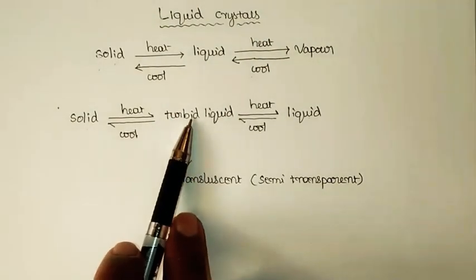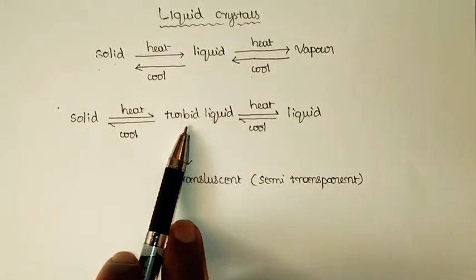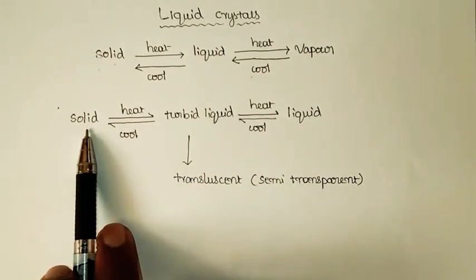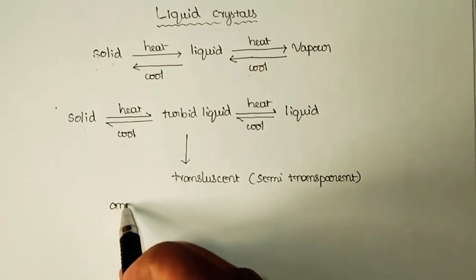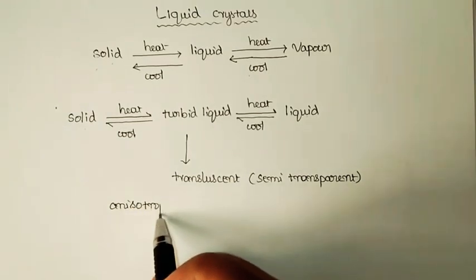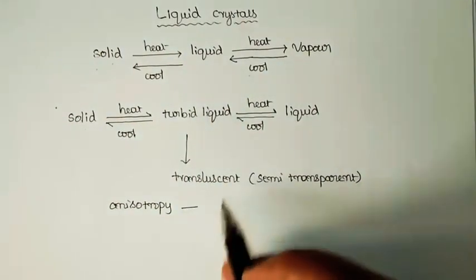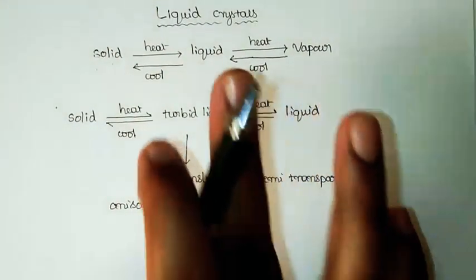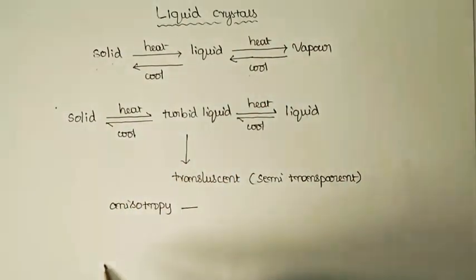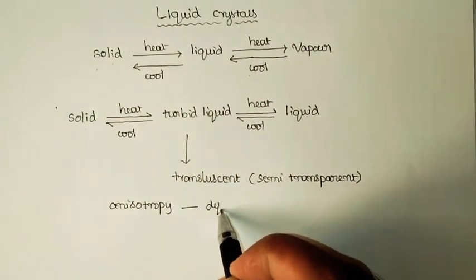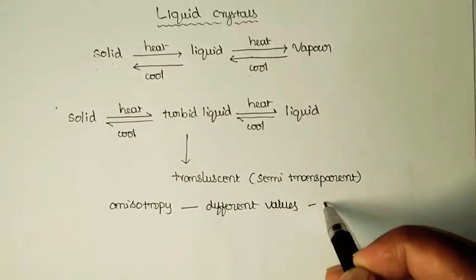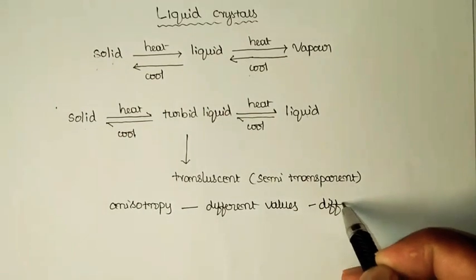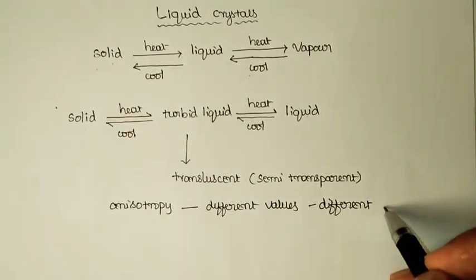But when you check the characteristic property of the turbid liquid which is obtained first when the crystalline solid is heated, this turbid liquid exhibits the property of anisotropy. That means the turbid liquid will not show the same value for its physical properties when measured in different directions. It will give different values for its physical properties when measured in different directions. That is the actual meaning of anisotropy.